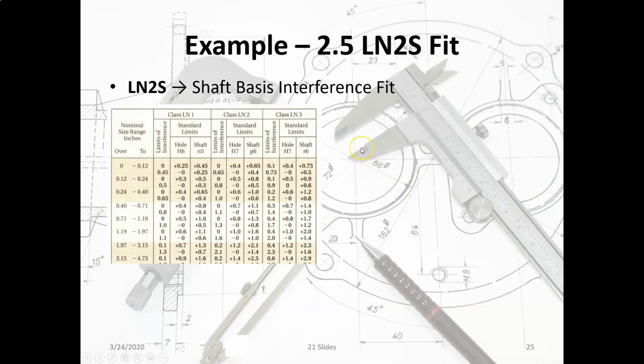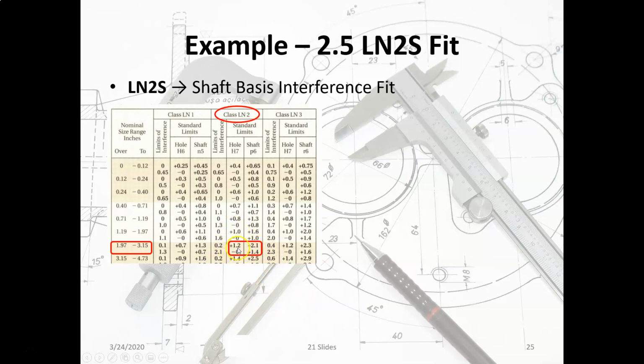The difficulty with it is you have to manipulate the tables. So let's look at our example, a 2.5 LN2S. The basic size is 2.5. An LN fit is a locational interference fit, so that means it's a little bit of a loose interference fit, level 2, and it's a shaft basis fit. We're going to use the same tables. These are the only tables we can use. We're going to find LN2, go to 2.5, and find this area right in there. But we can't use these numbers as they are.